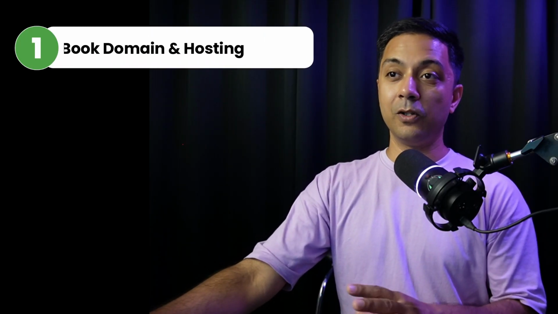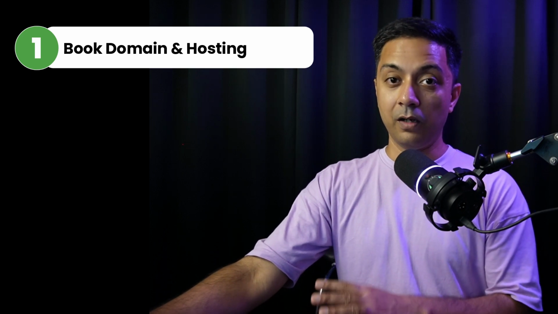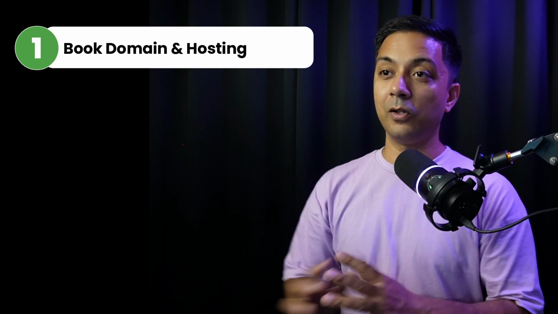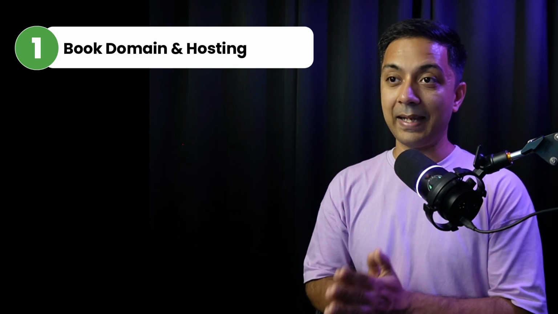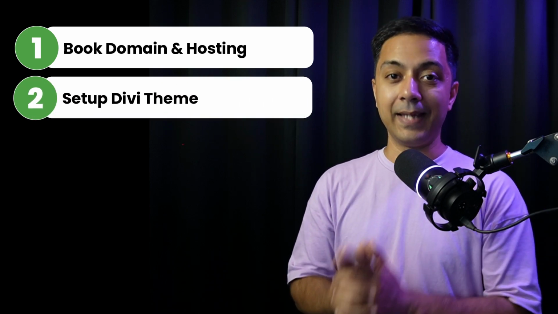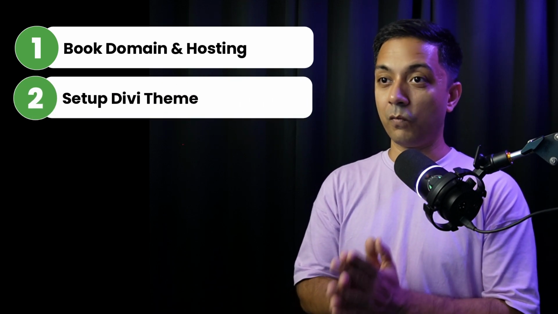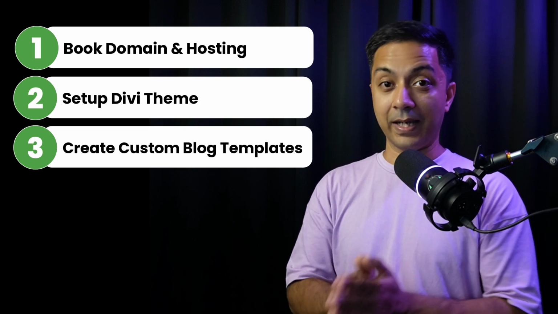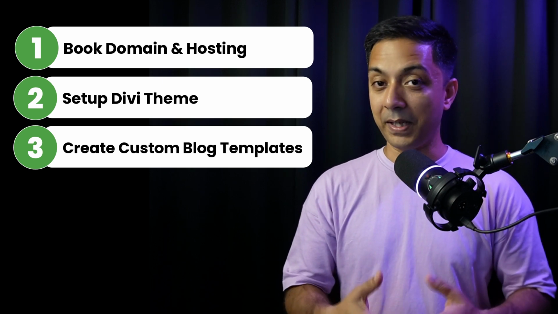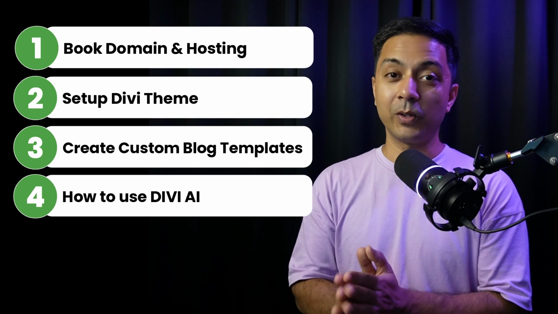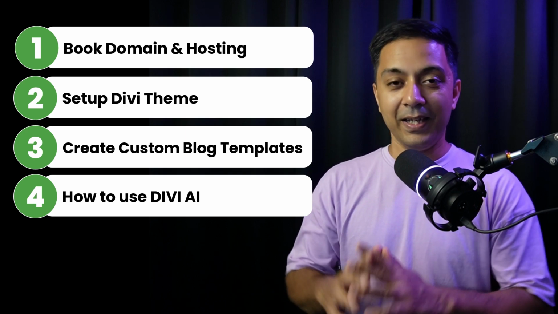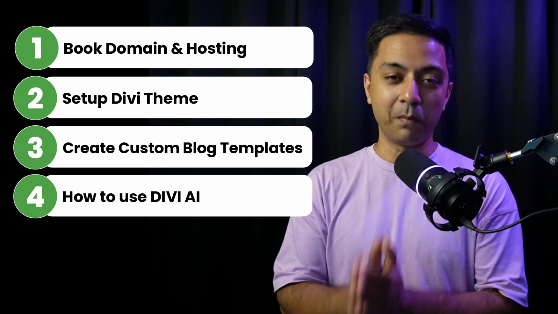My name is Ankit and you're watching Elegant Themes YouTube channel, the makers of the Divi page builder. So let me first give you an overview of what exactly we are going to cover in this video. First, we are going to take a look at how we can register our domain for our blog, and then how we can purchase our hosting plan and configure WordPress on it, and then we are going to set up the Divi theme on our WordPress setup, and then take a look at how we can create different templates and pages for our blog. And with that, we are also going to take a look at how Divi AI is going to streamline everything to make things much easier for us.